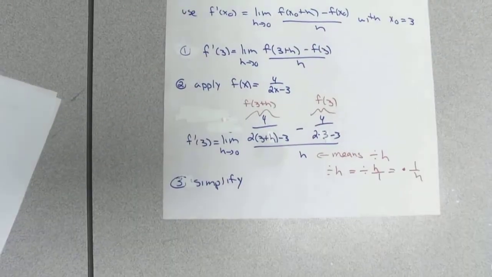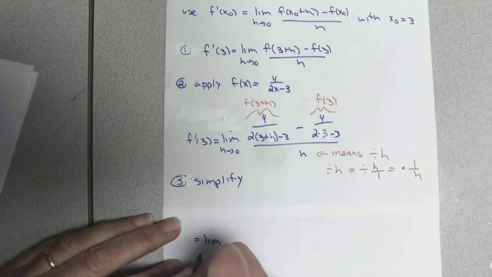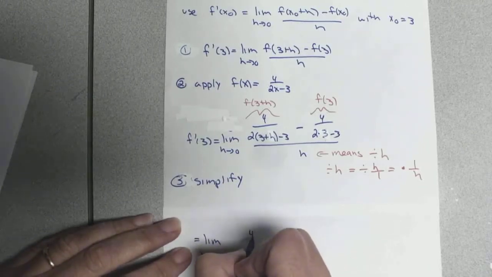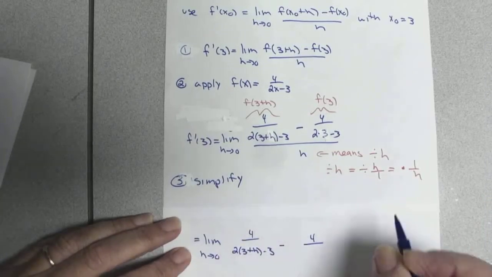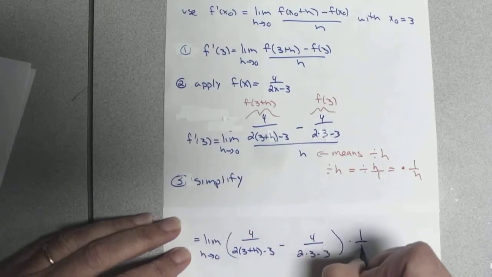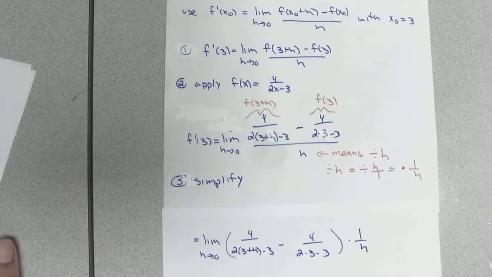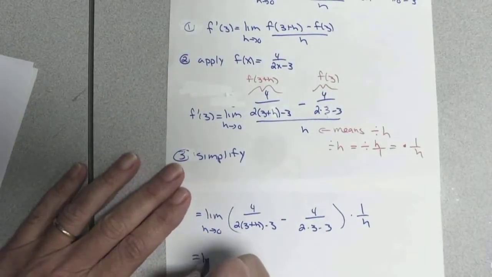So what we get here is that this is the limit as h goes to 0 of 4 over 2 times (3 plus h) minus 3, minus 4 over 2 times 3 minus 3. And we'll simplify all that in a minute. Times 1 over h. That's the easiest way to handle that all over h. Move it off to the side as times 1 over h. Instead of dividing by h, we're multiplying by the reciprocal. Now we just keep simplifying.